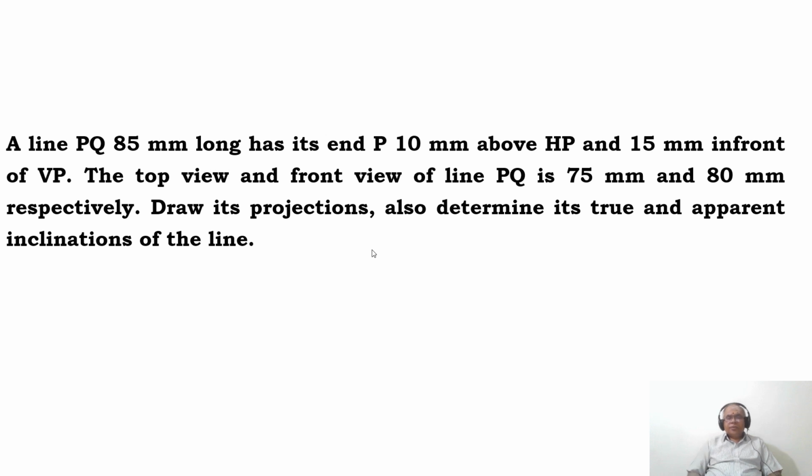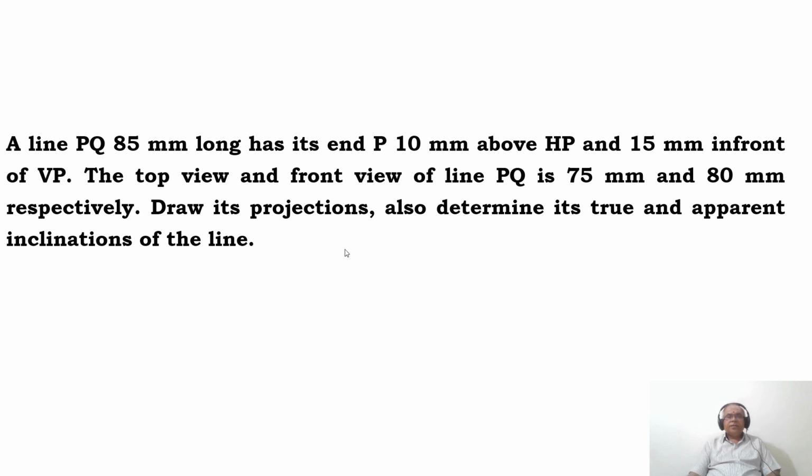So in this video, we are going to take up one more problem, how to analyze this given problem and solve by using manual drawing. A line PQ, 85 mm long, has its end P, 10 mm above HP and 15 mm in front of VP. The top view and front view of the line PQ are 75 mm and 80 mm respectively. Draw its projections. Also determine its true and apparent inclinations of the line.